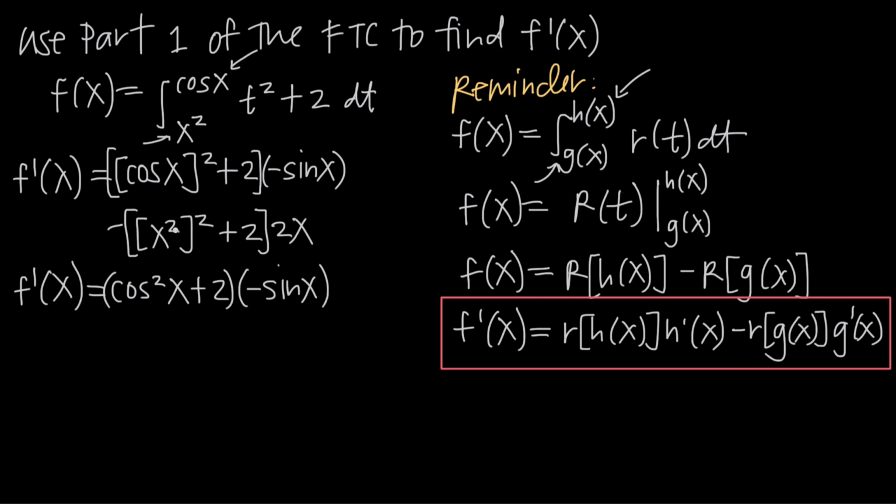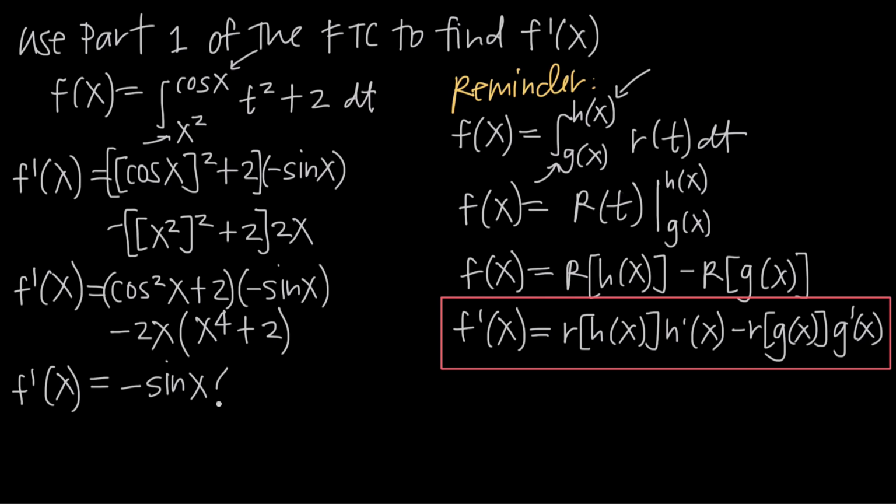x. Then here we have this minus sign, we have the 2x, we can bring that out in front, so we'll get minus 2x multiplied by x squared, and then squared again is x to the fourth, so x to the fourth plus 2. Then if we simplify one more time, so f prime of x is going to be, we'll bring this negative sine of x in front, so negative sine of x times cosine squared of x plus 2 minus 2x times x to the fourth plus 2.